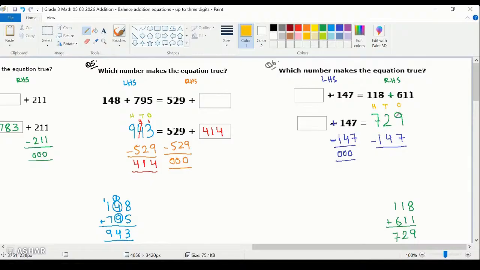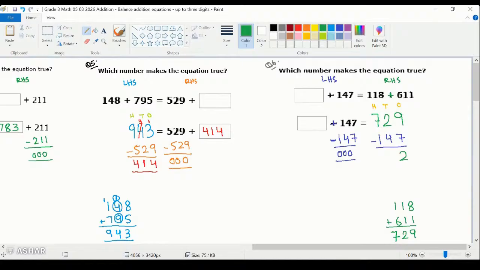If we know that these were the ones, these are the tens, and these are the hundreds, can we subtract 9 minus 7? 9 minus 7 should be equals to 2. 9 minus 7 is 2. From 2 we cannot subtract 4. 2 minus 4 is not possible.